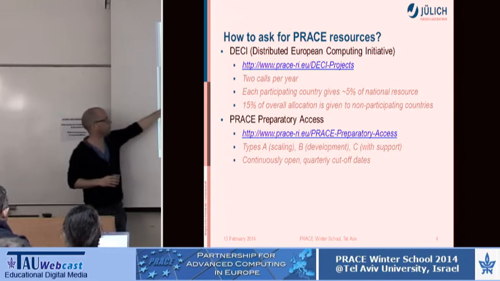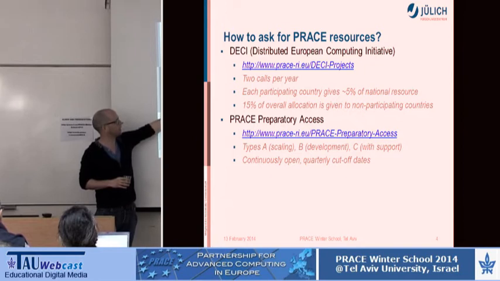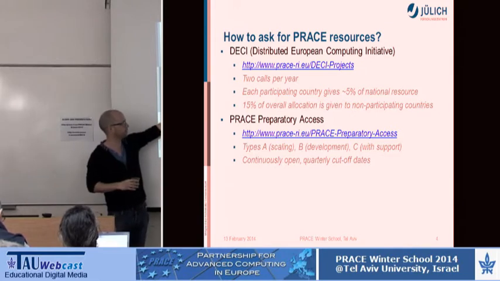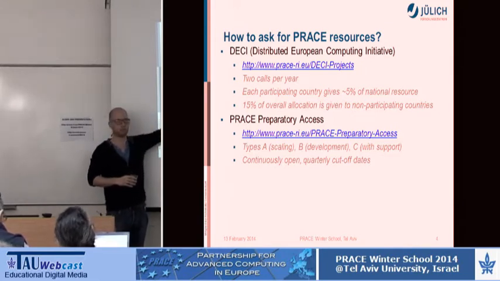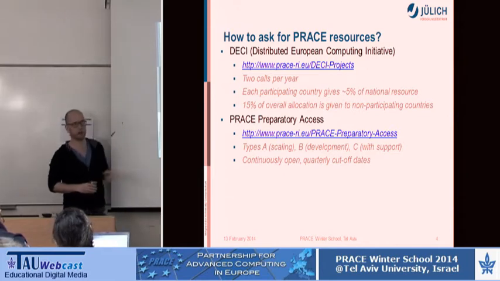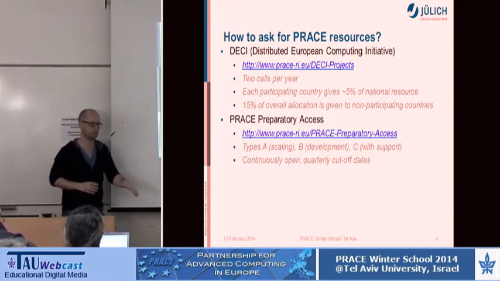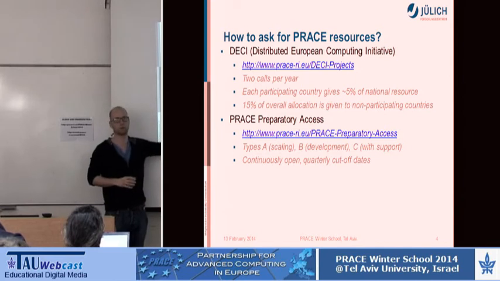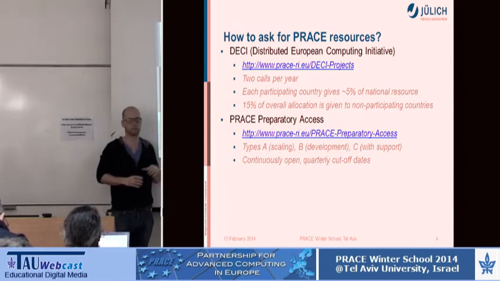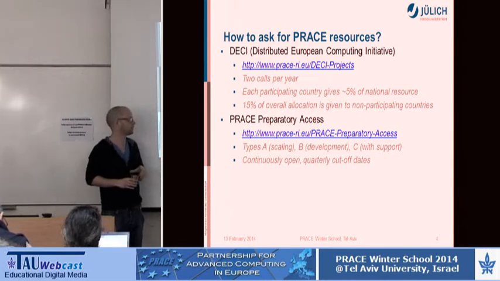And then there's the PRACE preparatory access, another link. They have 3 different types. Scaling one, which is like short-term access, so you can do some scaling tests that you would use in your big application. You might have some development, because you're porting it to a new architecture. For example, if you've only used clusters in the past and now you want to go onto the Blue Gene Q or the Cray machines, they're different architectures a little bit, so you have to do some development to port them to those architectures.